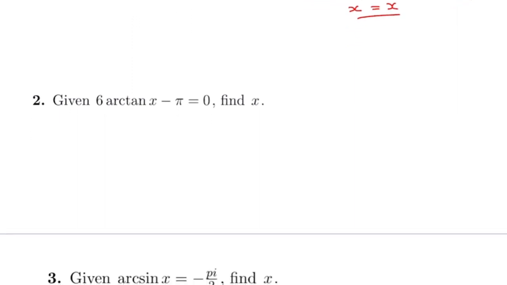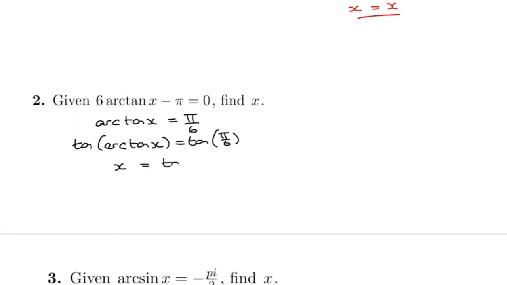So look at the next one. It says, given 6 arc tan x minus pi equals 0, find x. I'm going to rearrange it to get the arc tan x on its own. So I've added pi and divided by 6. So this time I'm going to take the tan of both sides. Tan of pi over 6. And therefore tan of arc tan is just x. Tan of pi over 6, and the tan of pi over 6 is √3 over 3.